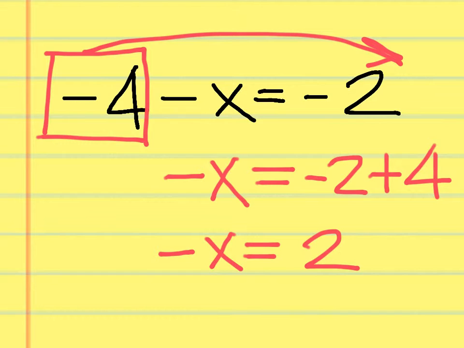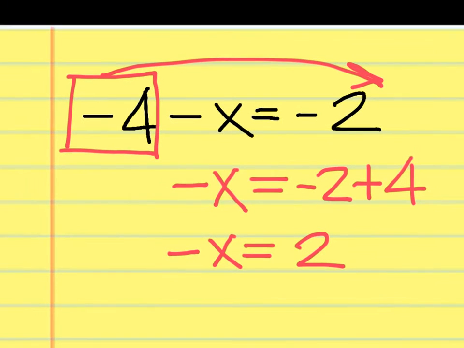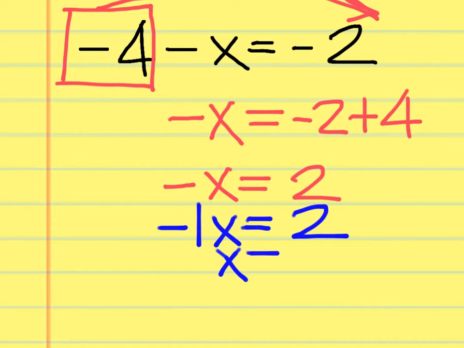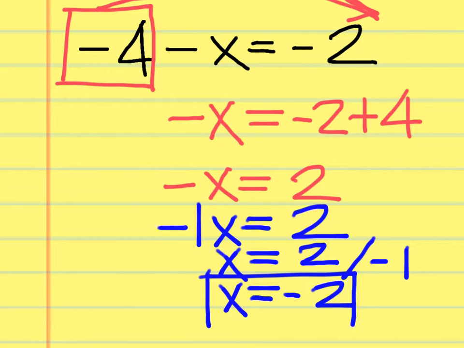This is not your final answer. I've had juniors and seniors that will still leave their answer as negative x equals 2. That's not the answer. That negative x is the same thing as negative 1x. You don't write 1 next to the x. And to solve this, you must divide the 2 by the negative 1. That gives you a negative 2.